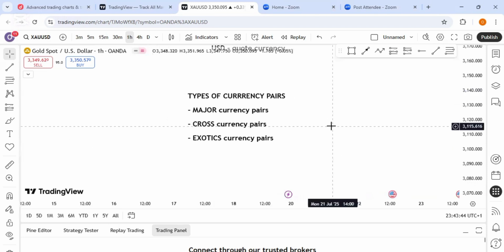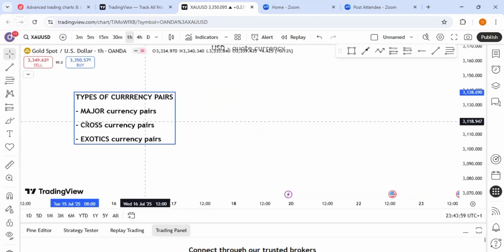So let's talk about the types of currency pairs. We have major currency pairs, we have cross currency pairs, and we have exotic currency pairs. I don't have much time, that's why I've not been able to type it out. I should have typed it out. Let me find a way to type it out for you.